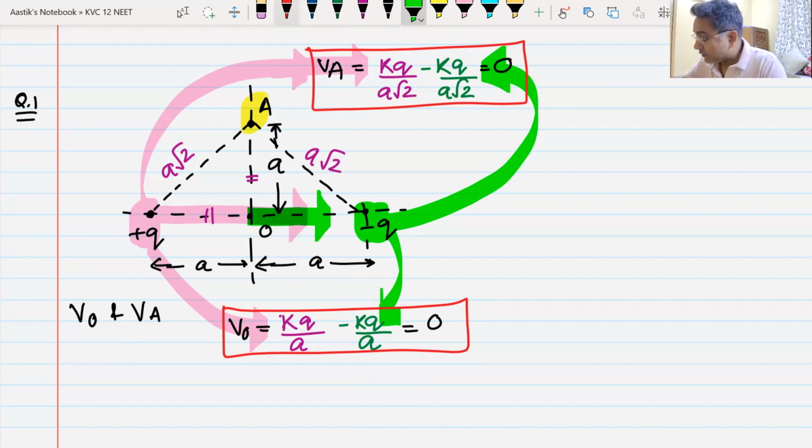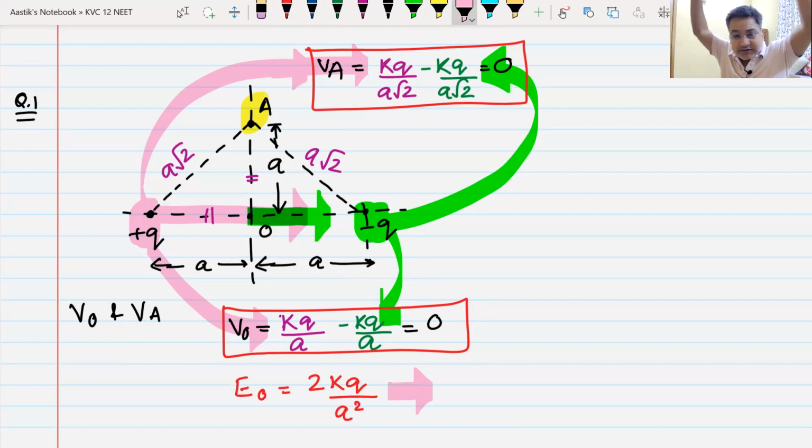If I write the value for electric field at point O, beta, electric field at point O will become 2 times KQ by A square in this direction. Yes or no? Do we understand this? Every boy and girl, please raise your hand. Do we understand this? Yes, sir. That means electric field at point O is not 0, but the potential is 0.